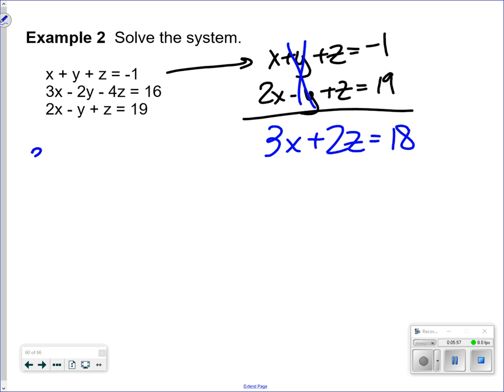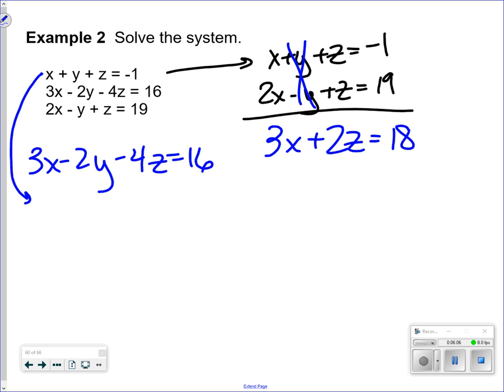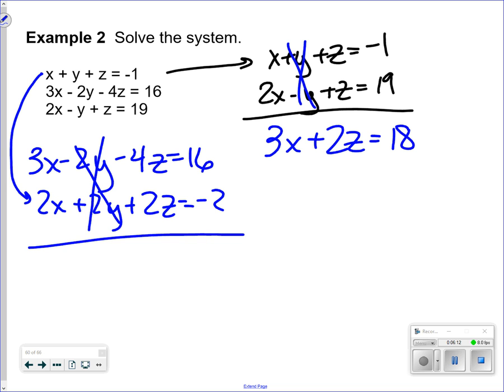So the middle equation I have to use, and then I can pick either of the top two, or the top one or the bottom one. So I'm going to multiply this one by 2 and get rid of y. Add what's left. 5x minus 2z equals 14.